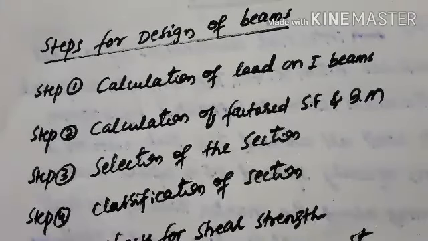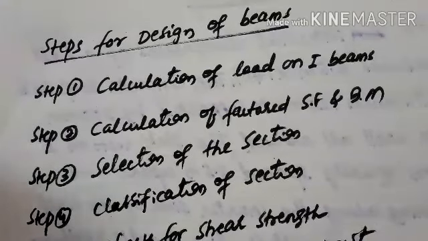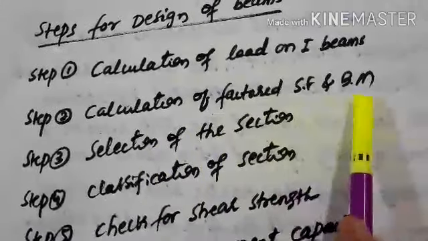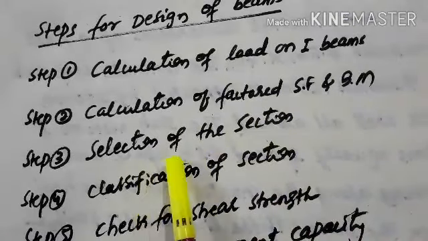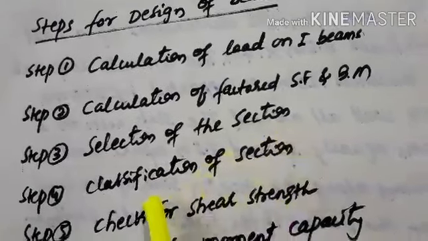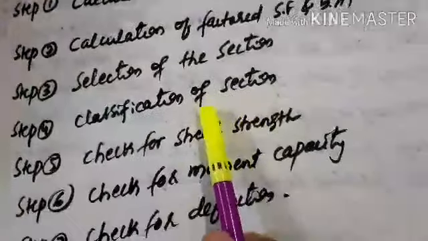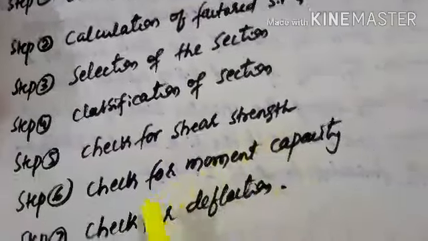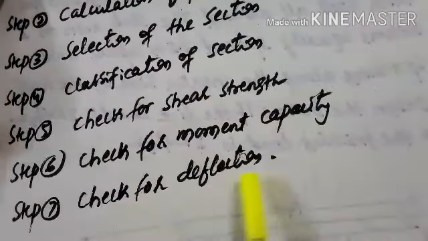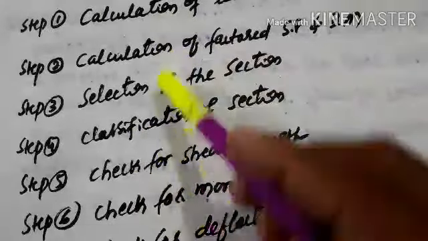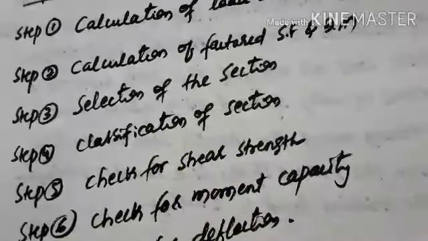The design involves the following steps for design of beams. Step number 1 is calculation of load on I-beam. Step number 2, calculation of factored shear force and bending moment. Step number 3, selection of the section. Step number 4, classification of section, and after classification, next will be the check for shear strength, then the check for moment capacity, and check for deflection. So there are 7 steps. Just follow these steps to design the beams.